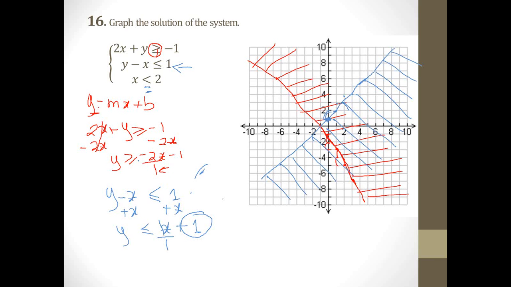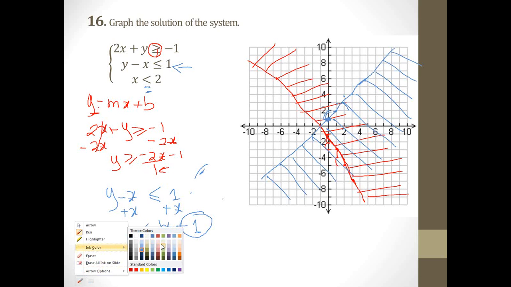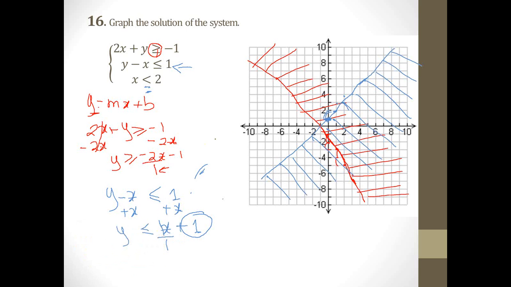Let me use a different color here. Feel like we're in Brazil, February Carnival. Okay, let me pick, I don't know, maybe green? Okay, green is good. So then I'm going to make a straight line in quotes.